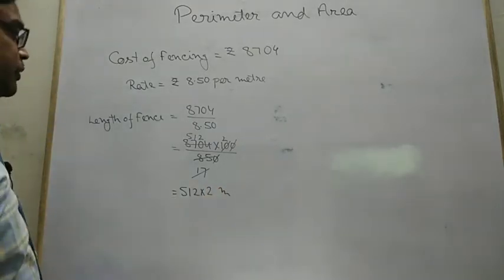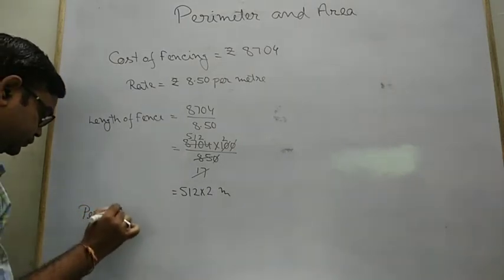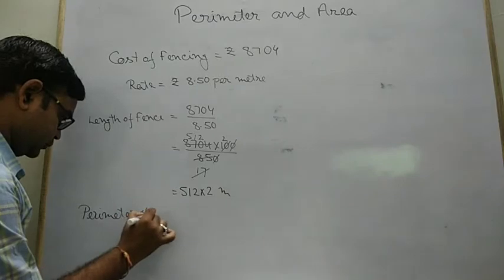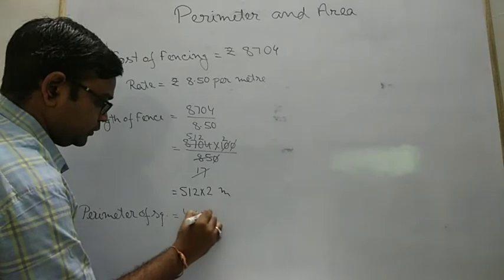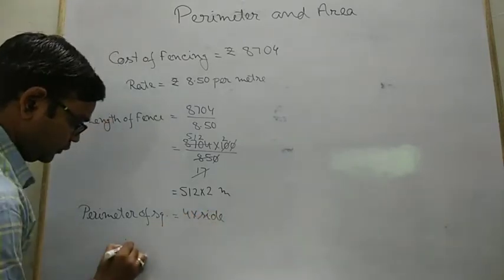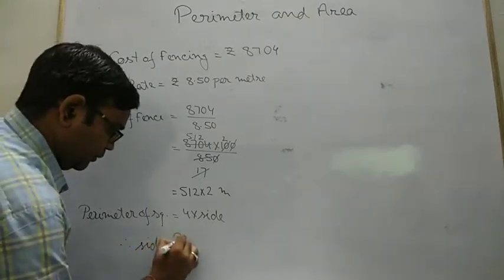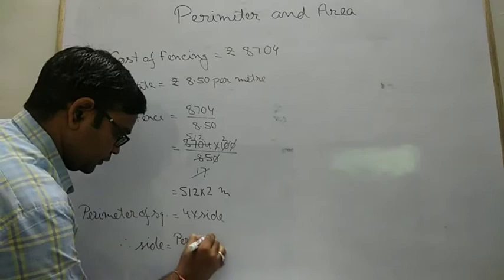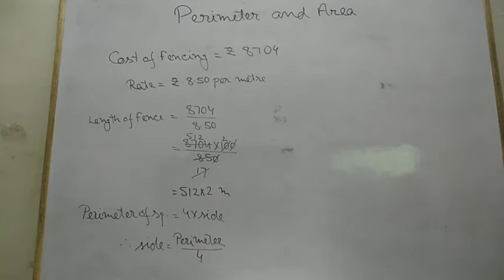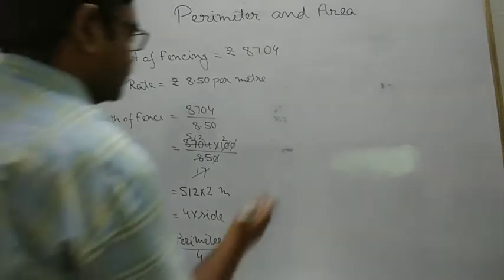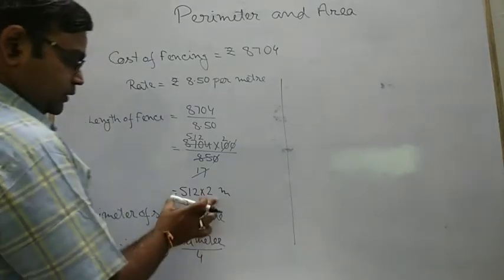But this is the perimeter of the square. So perimeter equals to 4 into side. So therefore we can write side equals to perimeter upon 4. This is the formula. You are able to see this. Now come to this side. What is the perimeter? Perimeter means this part.